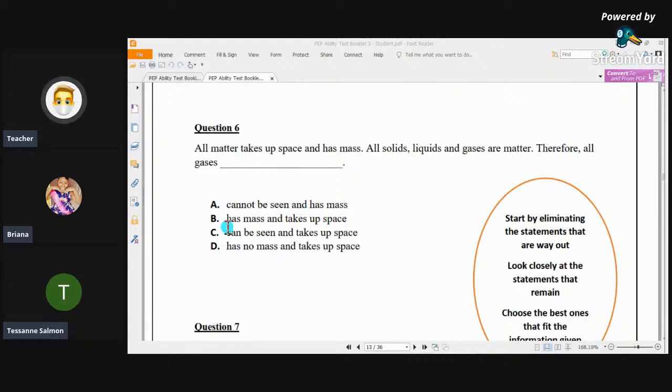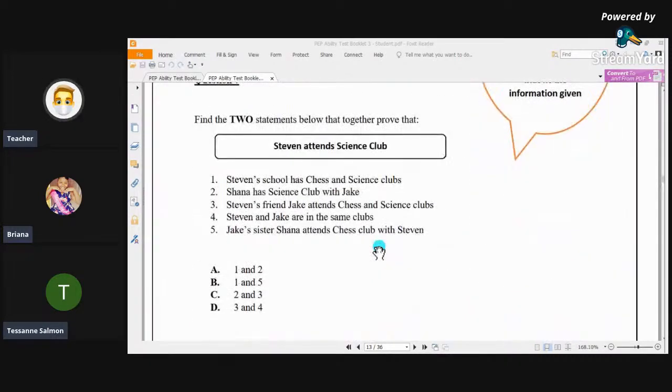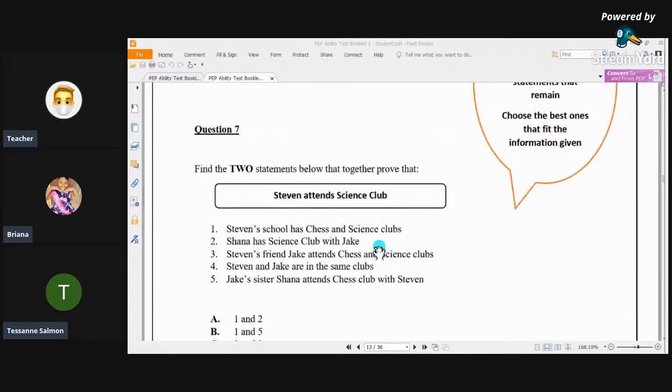Okay, so there are some gases that we don't see, but that doesn't mean they're not there, and it doesn't mean that they don't have mass or take up space. Whether they're seen or not seen, they have mass and they take up space. All right, let's go with question 7.